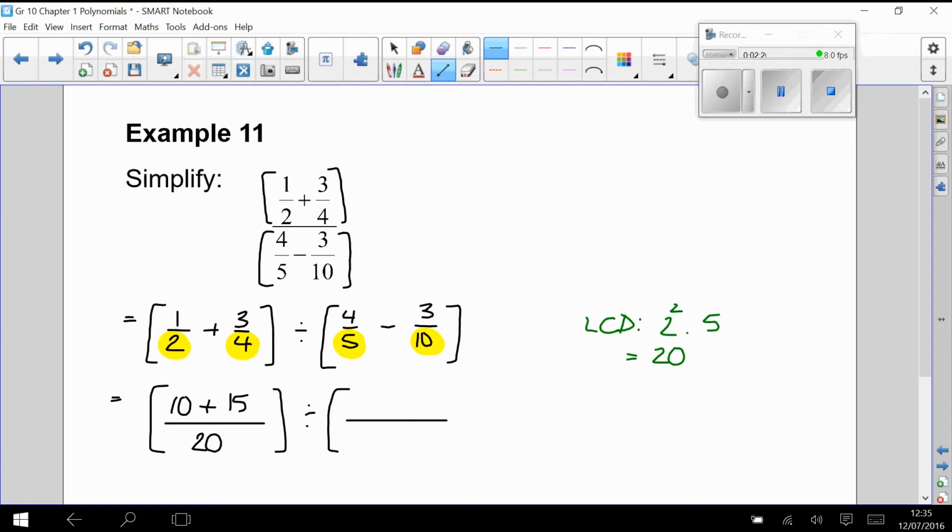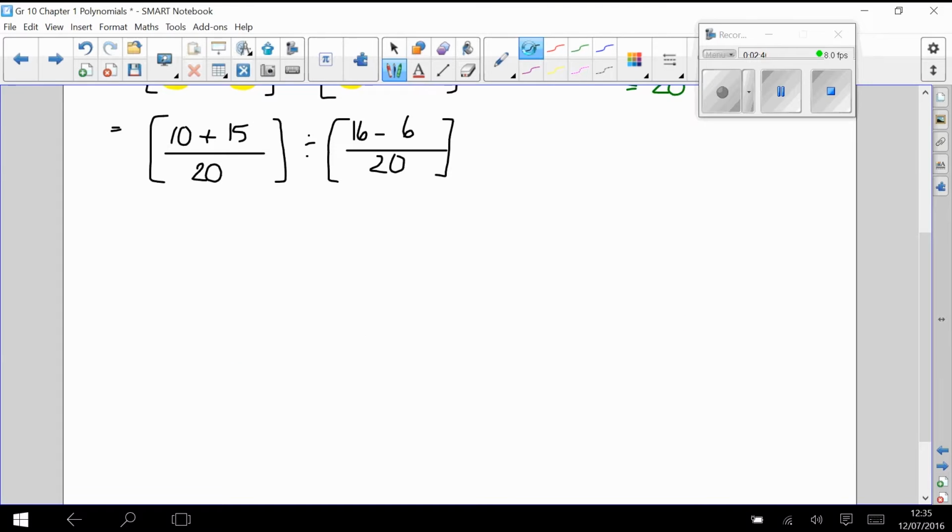Getting a common denominator on the right, remember our LCD is going to be 20. To get from 5 to 20, I times by 4, and 4 times 4 is 16. To get from 10 to 20, I times by 2, and 3 times 2 is 6. Now if I add my numerators on the left-hand side, I'm going to get 25 all over 20, and this is going to be divided by 10 all over 20.